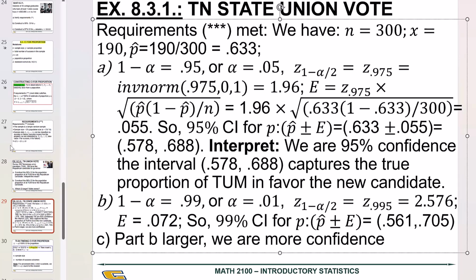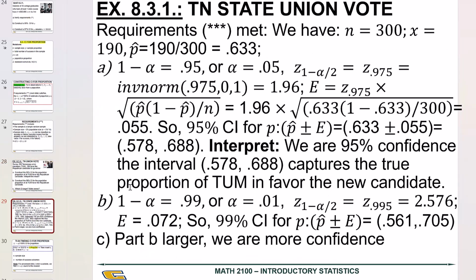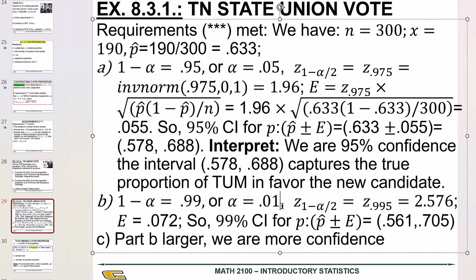And in part B, you construct a 99% confidence interval. Everything is the same, but alpha changes from 0.05 to 0.01. Because alpha changed, the critical value also changed to 0.995 instead of 0.975. You use the invNorm function, it will give you 2.576, and plugging in the same as above, you get the error 0.072. So your 99% confidence interval would be 0.561 to 0.705.